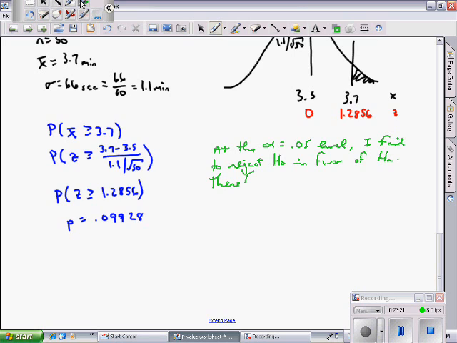Therefore, I continue to believe the average relief time is 3.5 minutes. In other words, while the average relief time might not be exactly 3.5 minutes, this sample of 50 people didn't provide me enough evidence to reject the manufacturer's claim.